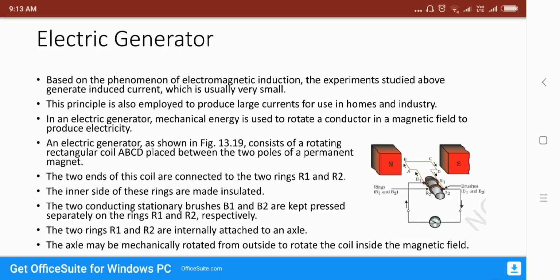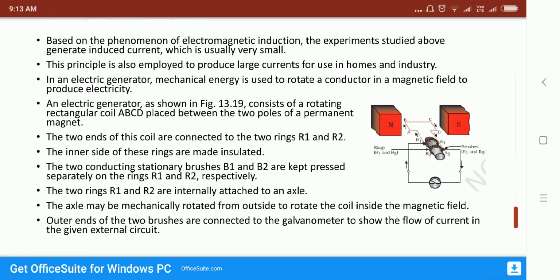So an electric generator is the device in which mechanical energy is given as an input, and at the output it produces electricity, electric current. This mechanical energy is used to rotate a conductor in a magnetic field to generate that electric current. As we can see in the diagram, an electric generator works opposite to an electric motor. In an electric motor, electric current is given as an input and the output is the motion of the motor, which means mechanical energy.